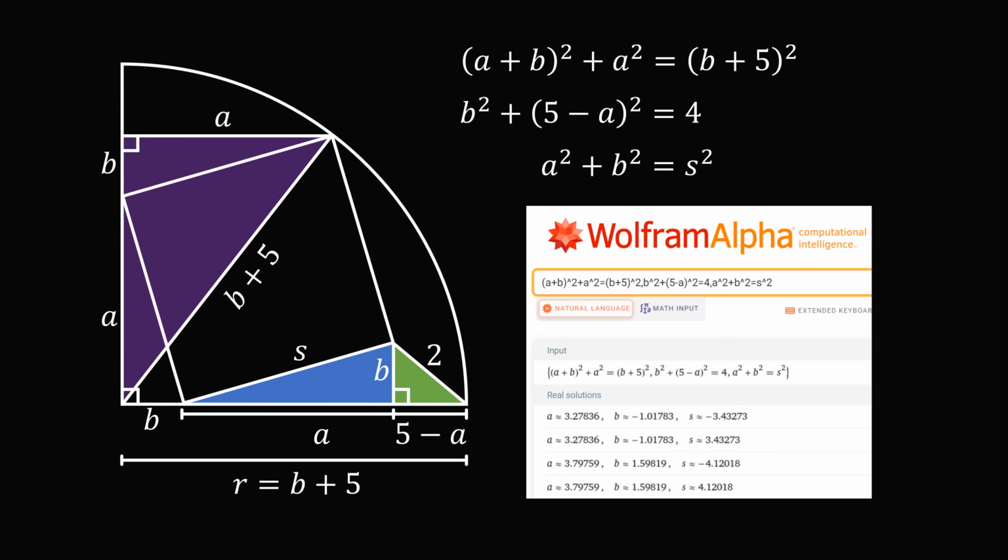We get the following real solutions, but we want to make sure that all of these lengths A, B, and S are positive values. We don't want any negative values. So we will eliminate the first 3 possibilities, and we are left with the solution. S is approximately equal to 4.120. And that's the answer.